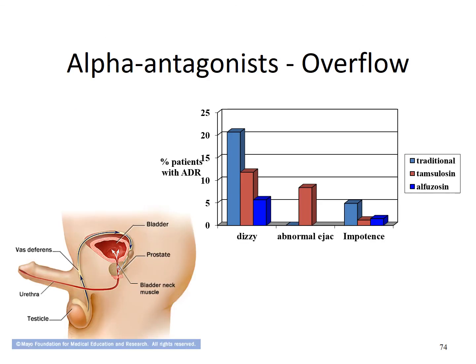There is one unique side effect with alpha antagonists, and that is retrograde ejaculation. This is where the bladder neck is quite relaxed, which allows the urine to flow out. But when an individual is going to ejaculate, normally the semen is expelled through the urethra. But in this case, the bladder neck is so lax that the semen actually moves into the bladder instead. That's the path of least resistance.